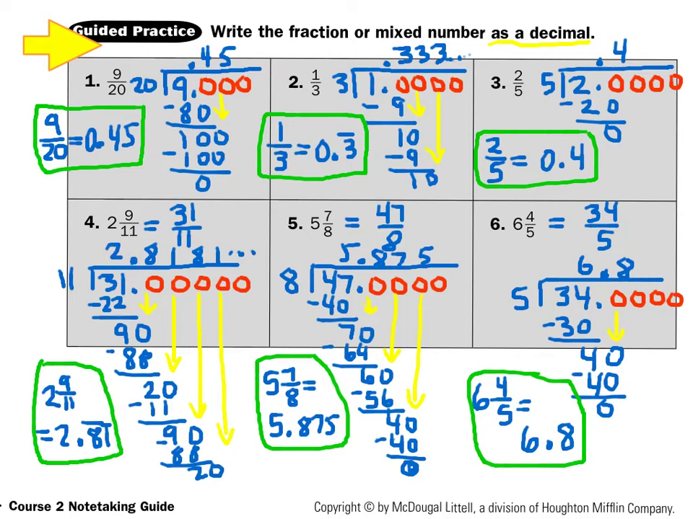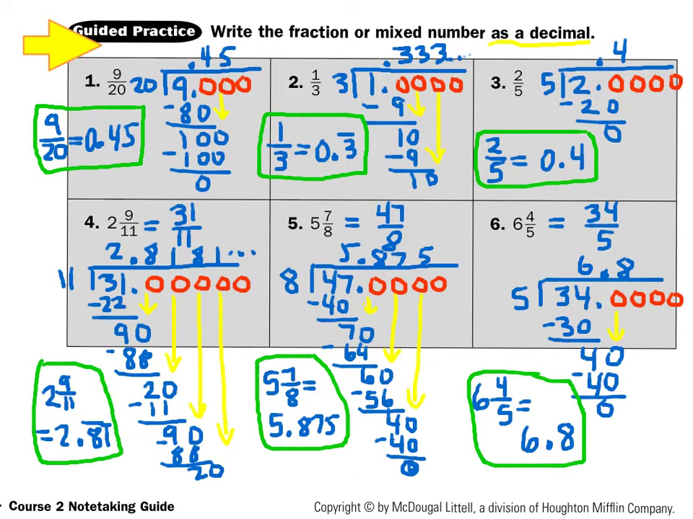So we have 2.81818181 forever. So this is how I want you to write it. Grab the original number, 2 and 9/11 equals, and now copy it, 2.81 with a bar over the 8 and the 1 only. You're just showing somebody what repeats.